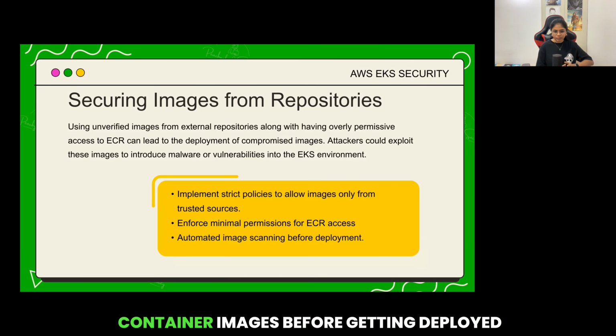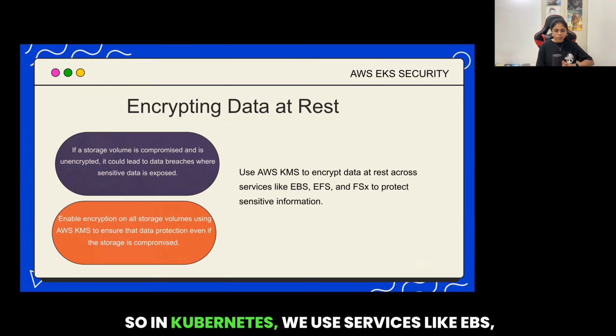Third, encrypting data at rest. In Kubernetes, we use services like EBS, EFS, and FSx for the persistent data, because in Kubernetes, storage is ephemeral. So we have to keep our data for a longer period of time, and that is why we use these services. The storage volume should be encrypted, and that we can achieve using AWS KMS, Key Management System. We can encrypt our data or storage.